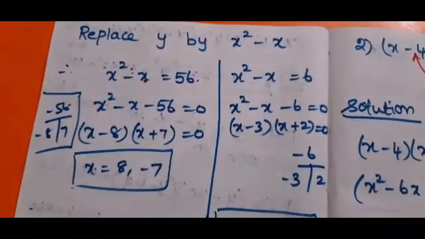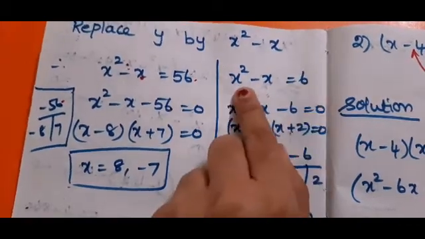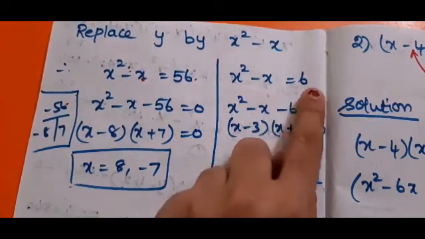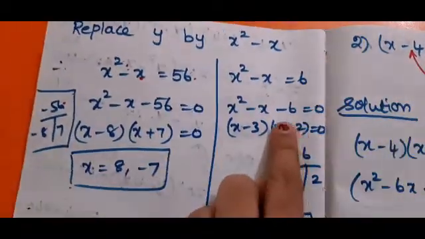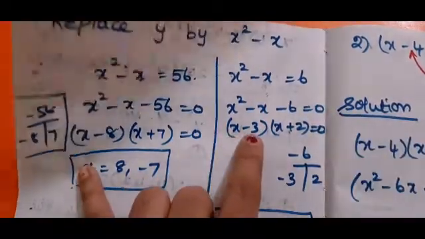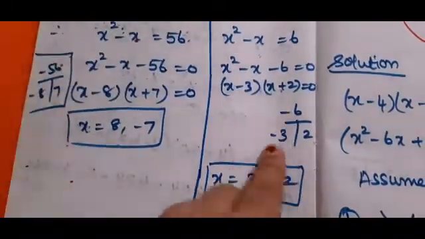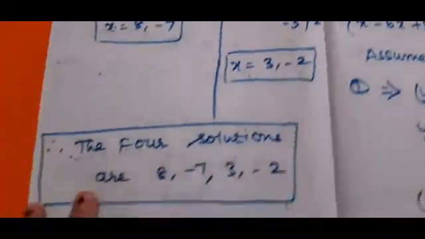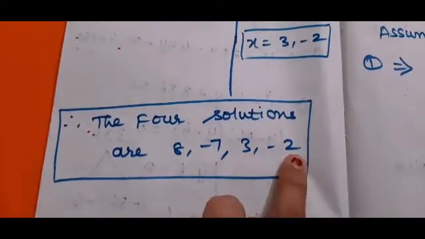Now I want to find the other two solutions. y = 6 I got, so I am replacing y by x² − x, so x² − x = 6. This positive 6 I can take to that side, that will be −6. So this −6 can be factorized as (x − 3)(x + 2) = 0. So x = 3, −2. Therefore, the four solutions are 8, −7, 3, −2.